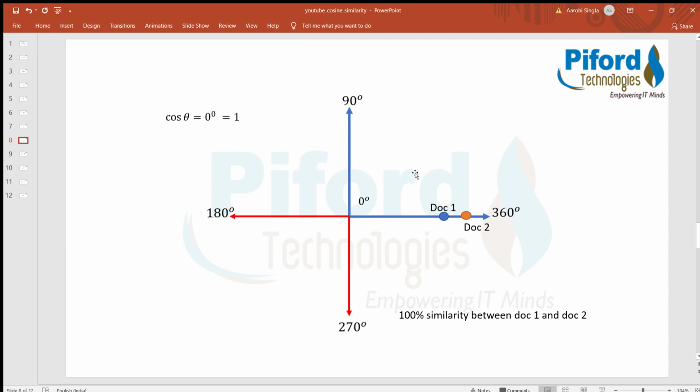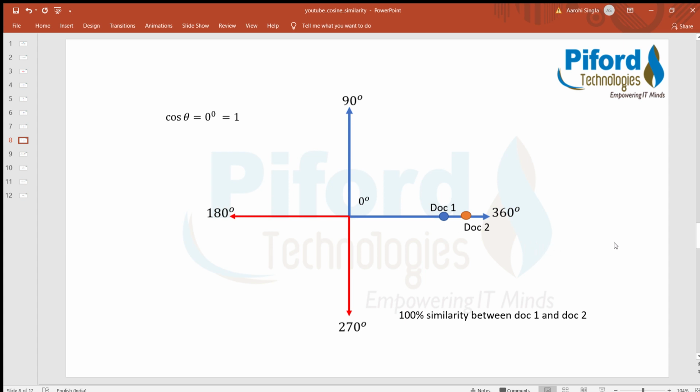Now let's suppose both the documents are moving in the same direction. One document is over here and the other document is over here. So the angle is 0 over here, right? This is 0 degrees only. Both the documents are on the same plane, in the same direction, both the vectors. So when the angle is 0 degrees, you will get output as 1. 1 means there is 100% similarity between these two documents, because the angle is 0 right now, and that means there is 100% similarity.